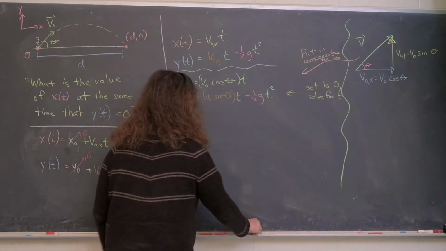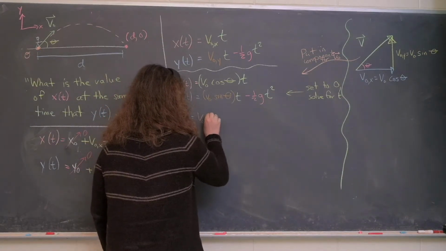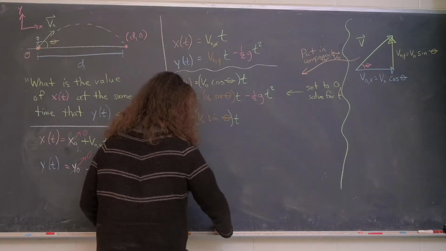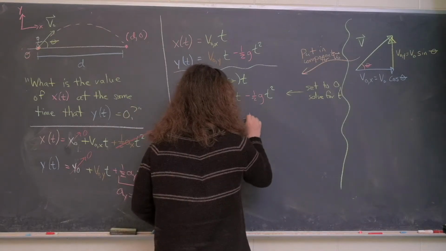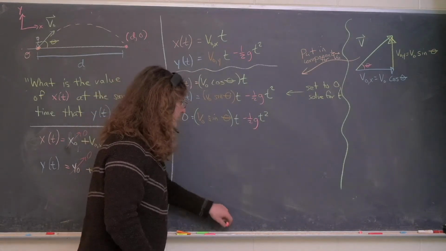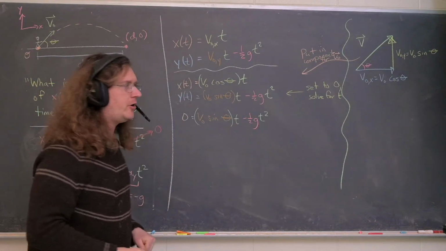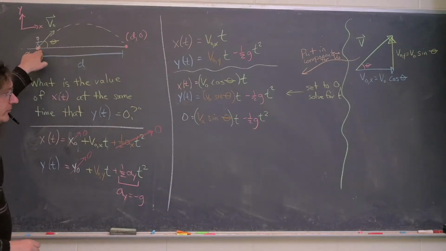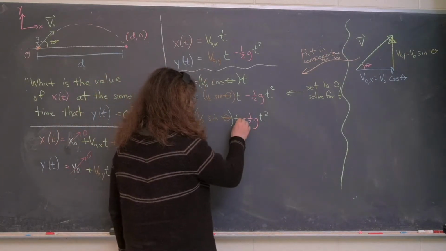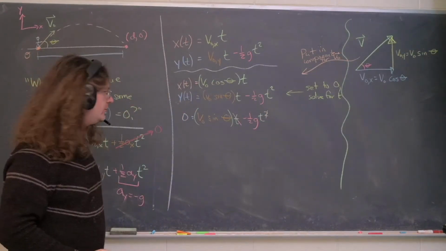So I have 0 equals V naught sine theta times t minus 1/2 g t squared. I'm going to make all the mathematicians in the room itch. Normally you'd say I can't divide by t because it might be 0, but I don't care about what happened to t equals 0. I know 0 is a solution to this equation. I just don't care. So I can cancel with t. I can divide both sides of the equation by t by crossing those out.